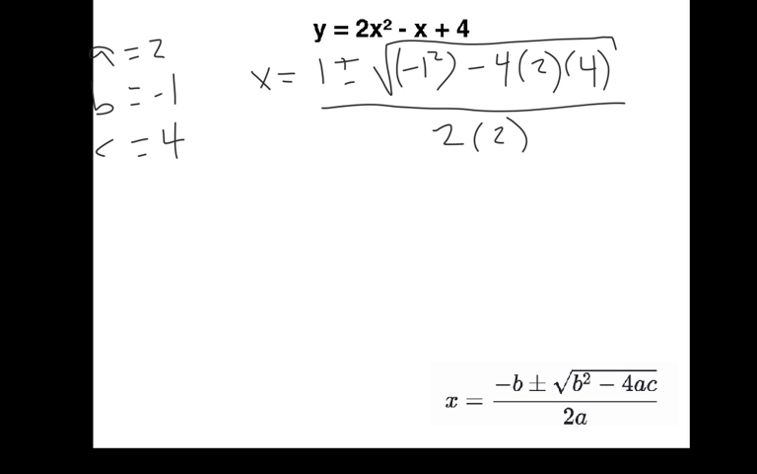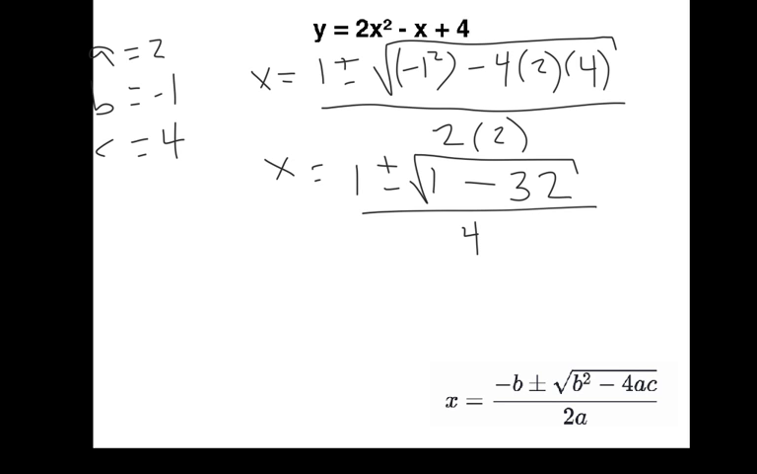Next step, all my squaring and multiplying. So I'm going to get 1 plus or minus. -1 squared is 1. 4 times 2 is 8. 8 times 4 is 32, so I'm going to get minus 32. All that goes under the radical. The whole thing goes over 2 times 2 is 4. Next step, I'm going to subtract what's under the radical. X equals 1 plus or minus. I get 1 minus 32, and that ends up being -31. The whole thing is over 4.